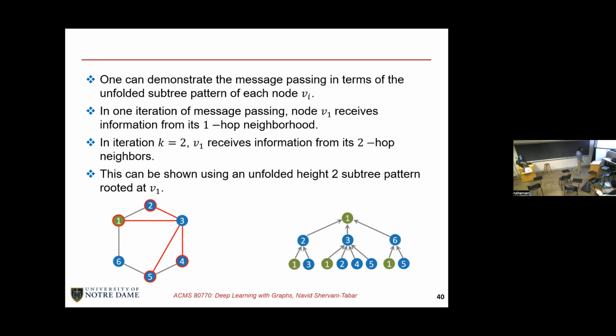So essentially, now we can write this as the set of information that node 1 is receiving. We can structure it this way, right? So in the first iteration, node 1 receives information from 2, 3, and 6. In the second iteration, it's receiving information from 1 and 3, 1 being its hidden activation in the previous iteration. And 3 is receiving from these nodes, and so on and so forth. So in the second iteration, that information gets to node 1, right?